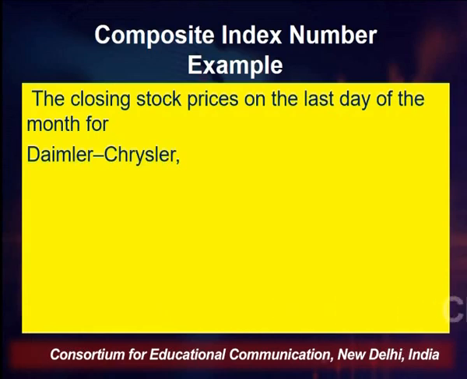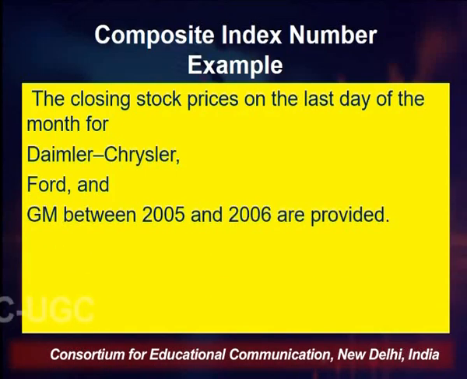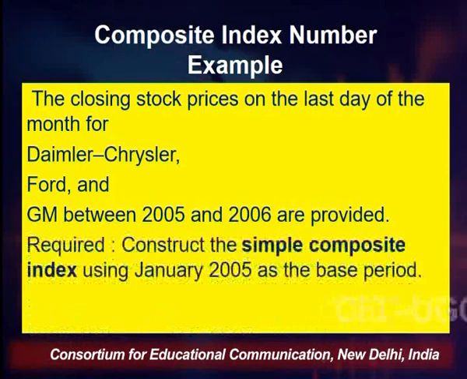There is a company called DM, Daimler Chrysler, Ford and General Motors. Between the year 2005 and 2006 the data is available with us, and what is required from us is we have to construct the simple composite index using January 2005 as the base period. So we have to take the month January 2005 as base, and we have to calculate the simple composite index with the help of the data available. So let us have a look at the data.